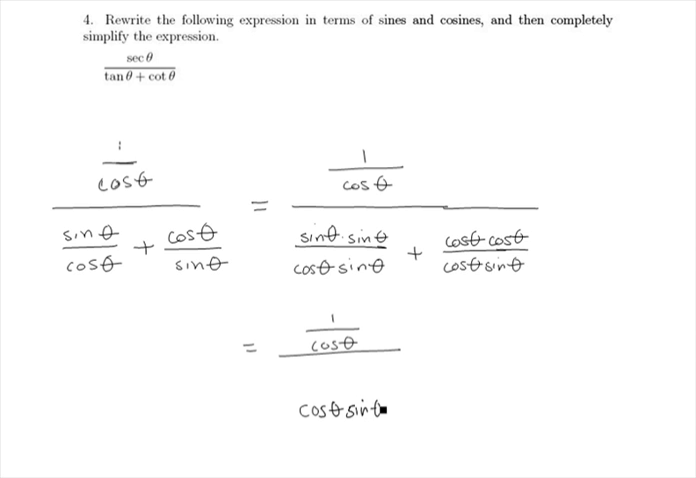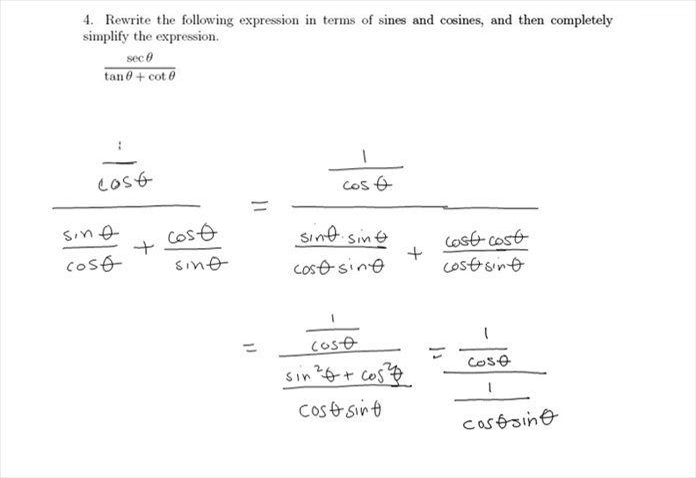And so we have sine squared theta plus cosine squared theta. Now that should look familiar. In fact, we know exactly what that is. That's by the Pythagorean identity, that's equal to 1. So this expression here is going to be 1 over cosine theta divided by 1 over cosine theta sine theta.